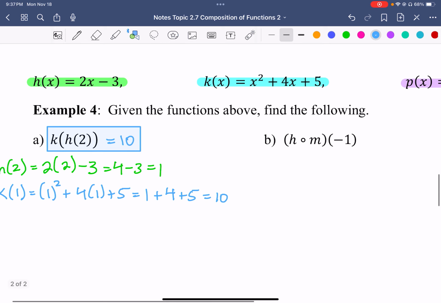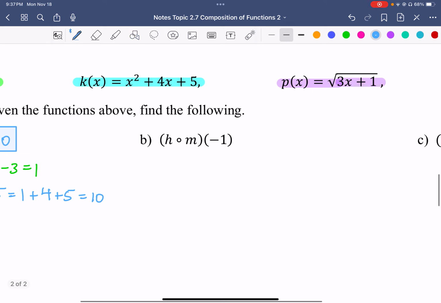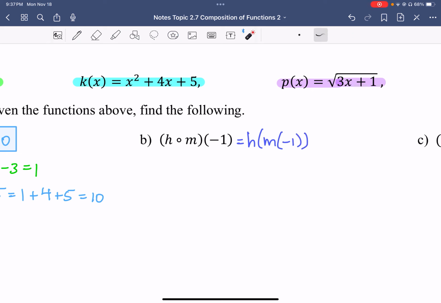Okay, next we have b. If you want to rewrite this, you can. You can rewrite this in the other notation, which is you just do not switch up the letters. So if you want to write it like this, you can just think of it as putting an extra set of parentheses instead of the little composition symbol. Some kids feel more comfortable with this notation, so you can always write it. Just again, remember to not switch up the letters. So if it's h first and then m, make sure you have h first and then m.